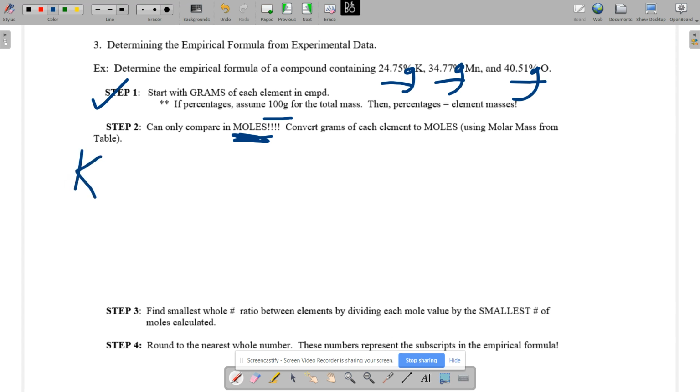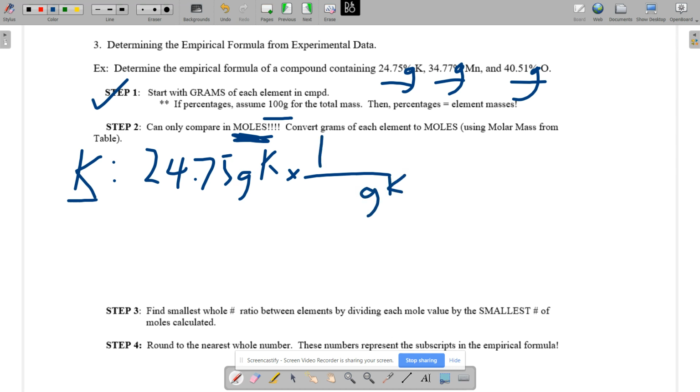All right, so we're going to do that. So I'm going to start with potassium. Let's see, 24.75 grams. And we're going to convert that to moles. Okay, and I'm going to look up potassium on the PT. Put grams on the bottom. 1 mole on top. 1 always goes with mole. 1 mole of potassium has a mass of 39.10 grams. All right, just like always, the grams of potassium cancel out. You guys can divide. I'm going to do that too. Let's see here.